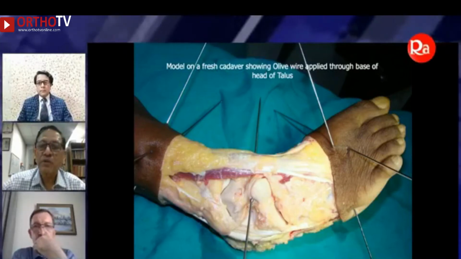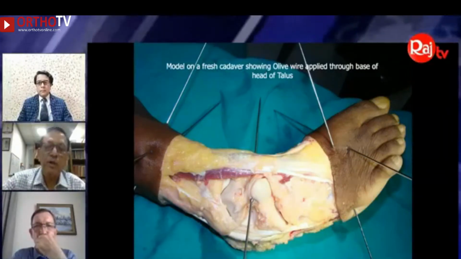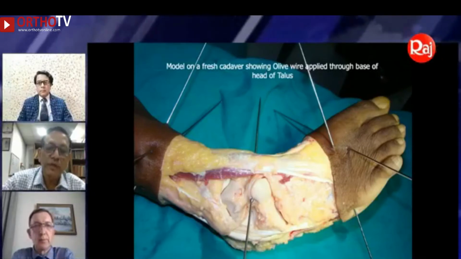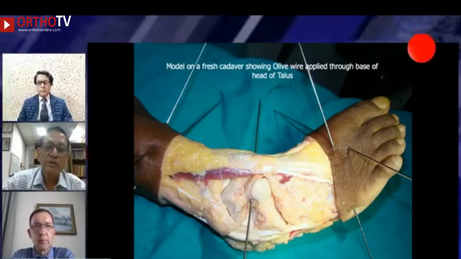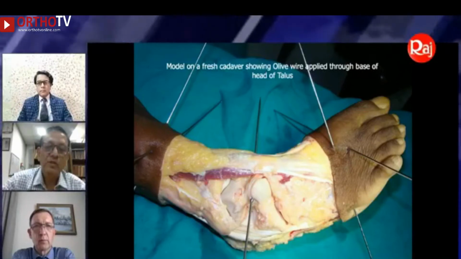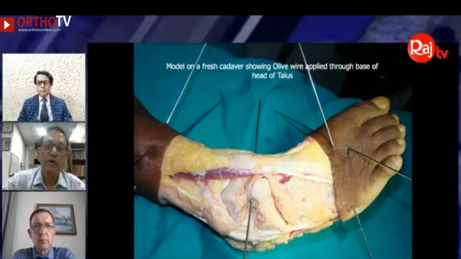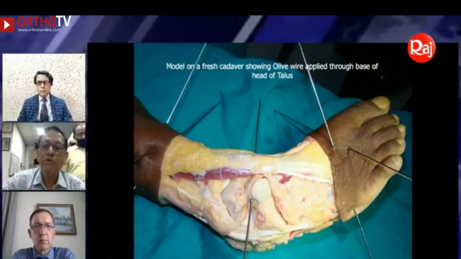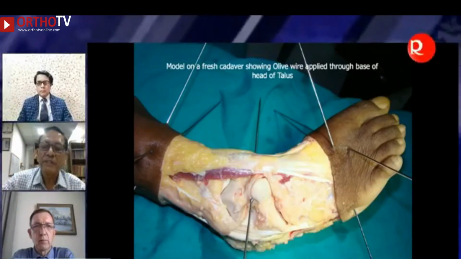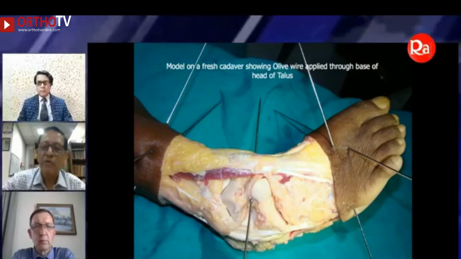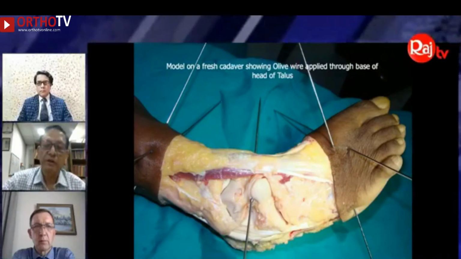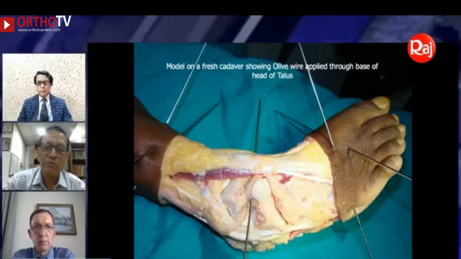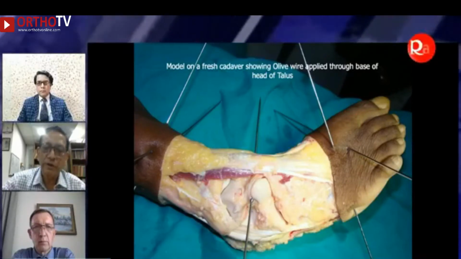The model of the fresh cadaver is showing the olive wire applied through the head of the talus. No, you can't go through the neck of the talus because this is a very hard structure there. So we put 1 olive wire through the head of the talus, and this is 1 wire through the 1st and 2nd metatarsal. Another wire is through the 5th, 4th, and 3rd metatarsal. So I think it's a very simple technique, but you have to know where to put the olive wire.